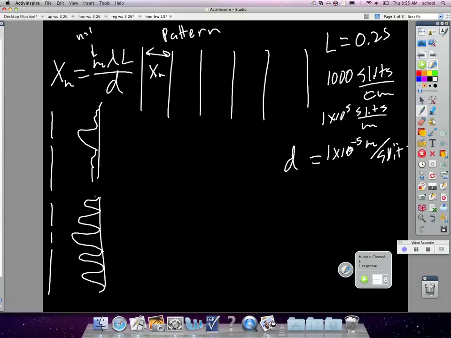With m equaling 1, lambda is xm d over m L.